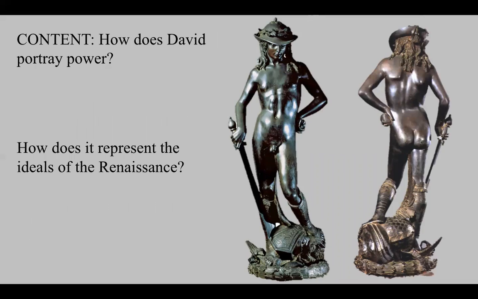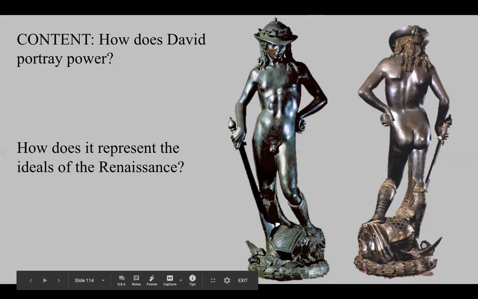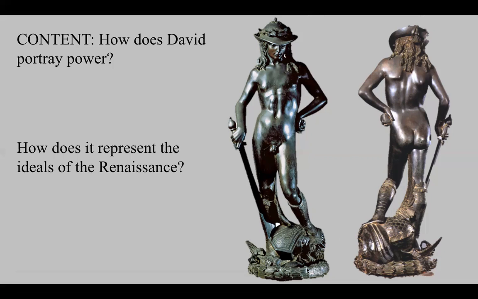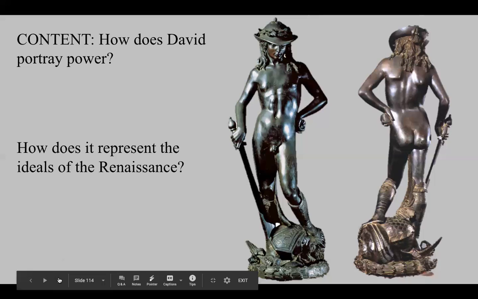You can see the contrapposto here, but also you get to see a little bit more of how he portrays power, right? So we mentioned how he's standing on the head of Goliath, and the head of Goliath is on what? What is that thing down there? Any ideas what the thing on the base is? Eva, can you tell what that thing at the very bottom is? No, I don't know.